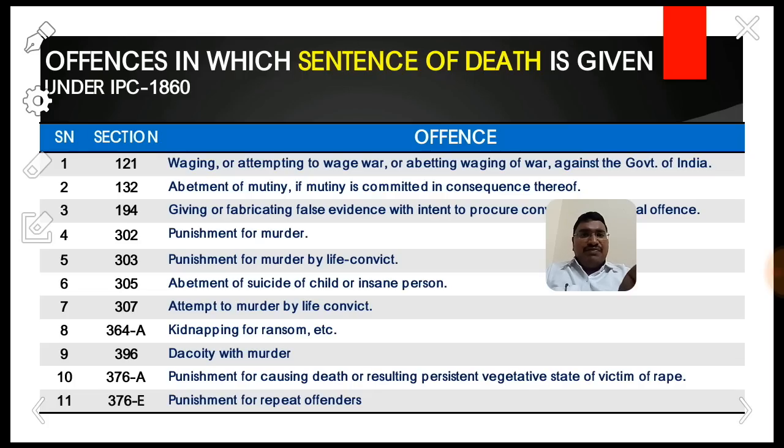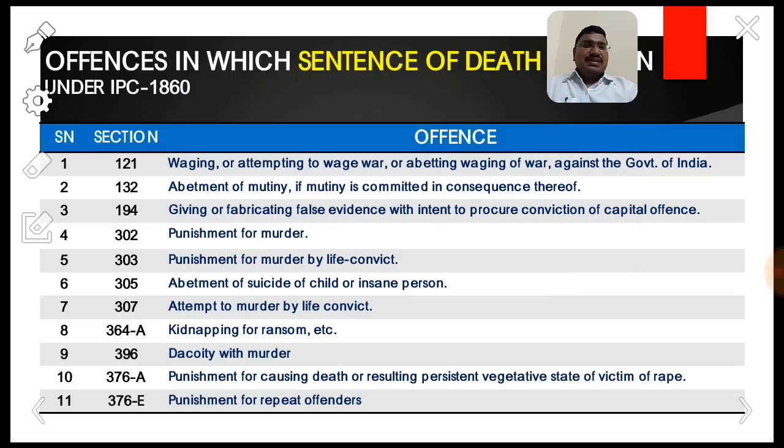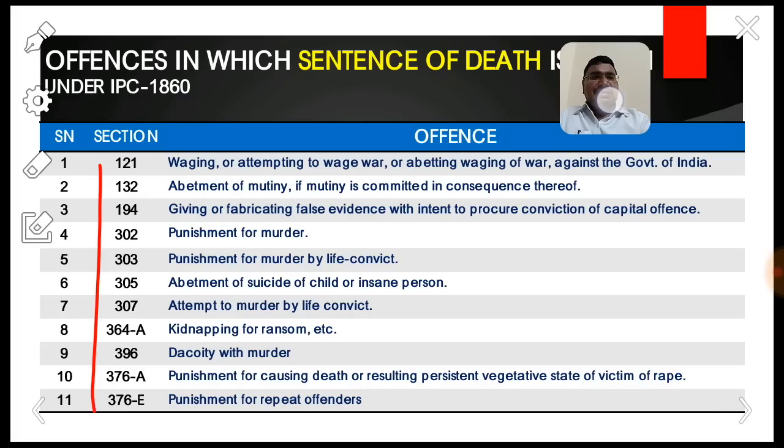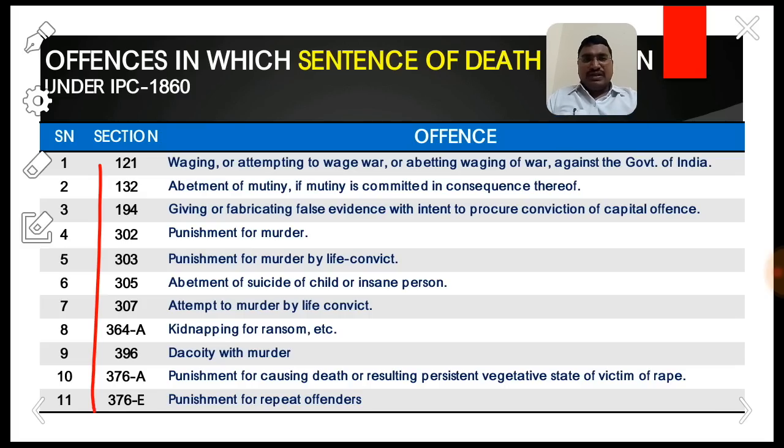Next, the offences in which a sentence of death is imposed by the court as per the Indian Penal Code 1860. I compiled about 11 sections when the court imposes the death penalty on offenders under IPC 1860. According to section 121, which speaks about waging or attempting to wage war against the government, under this offence the court can impose the death penalty.